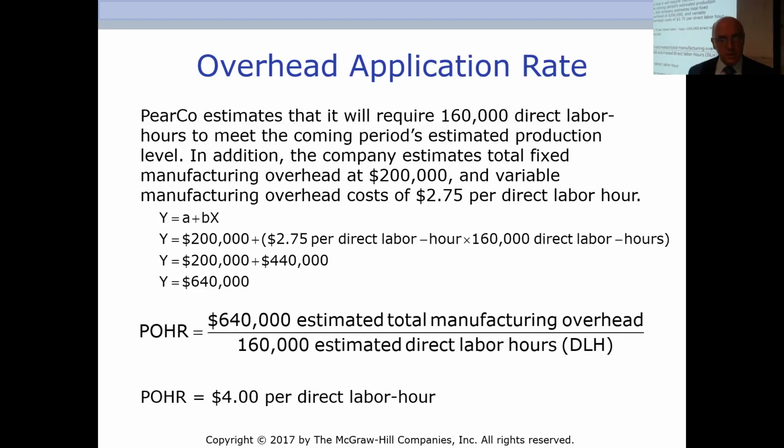Okay, so anyway, the predetermined overhead rate. If you think your estimated total manufacturing overhead is going to be 640,000, and if you think that your direct labor hours are going to be 160,000, you just divide the dollars by the quantity figure, and you get $4. So the predetermined overhead rate is $4. So in that equation, y equals a plus bx, the $4 would be part of that, and then whatever the volume of activity is would be the other part.